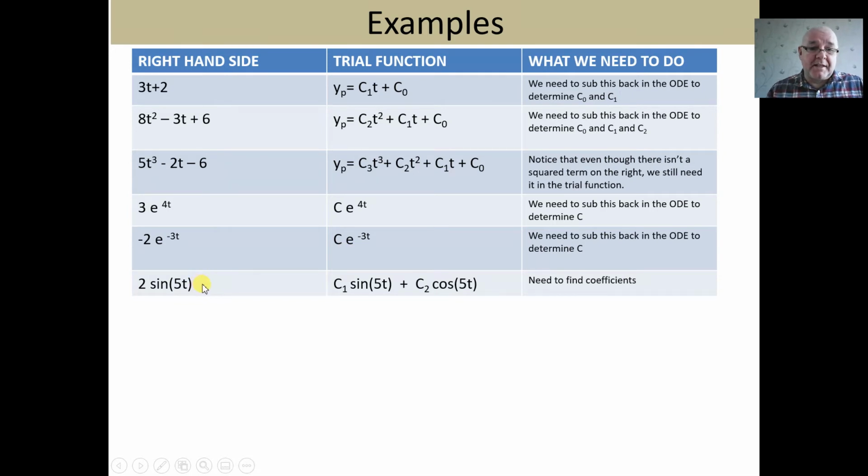And if we had something like 2 sine 5t on the right-hand side of the differential equation, then the trial function would be a mix of sine and cosine. Incidentally, notice that we've got sine 5t and cos 5t. But again, you just need to find the coefficients.